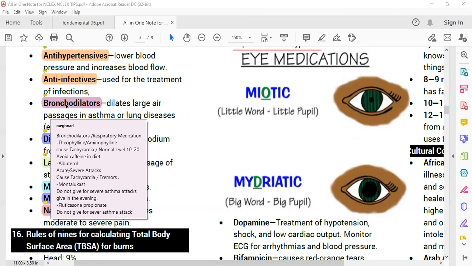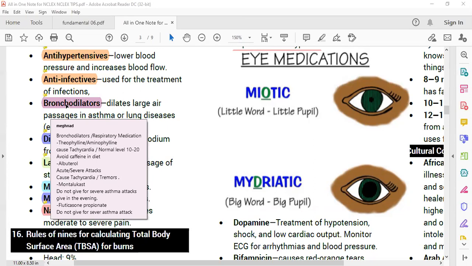Let me tell you about theophylline. Sometimes we use aminophylline as well. Theophylline or aminophylline are bronchodilators. They dilate the lung alveoli. This group of respiratory medication will cause tachycardia.